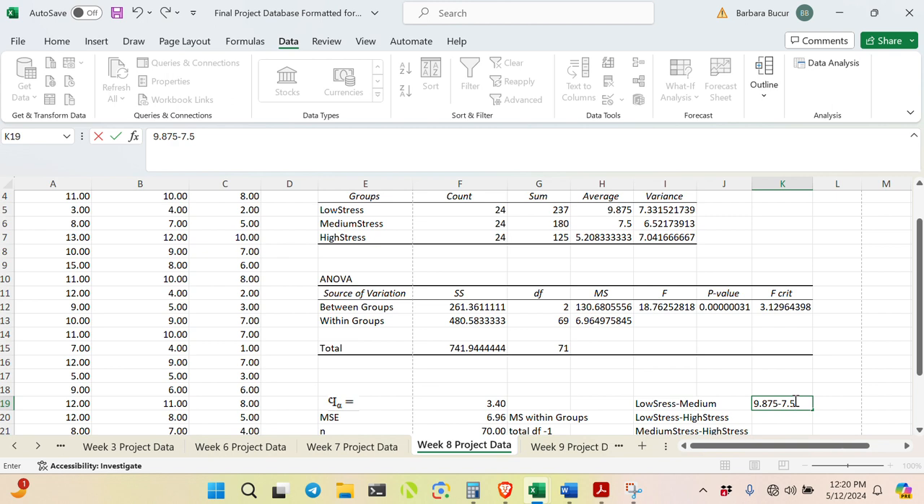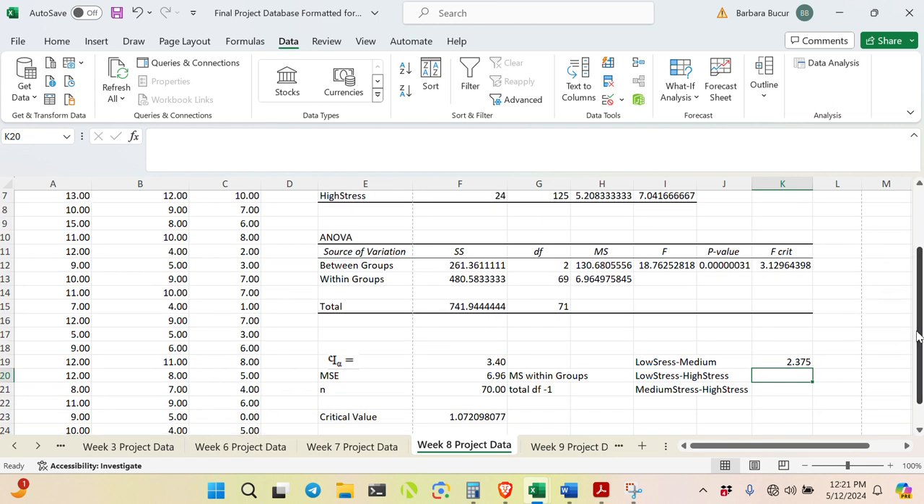And you could also set up a formula for that, so we'll go ahead and do that. So equals 9.875 minus 7.5. So that's the mean difference between those two groups. So there's a mean difference of 2.375. So if you look at the numbers, it's the mean difference. The low stress has a higher average than medium stress.